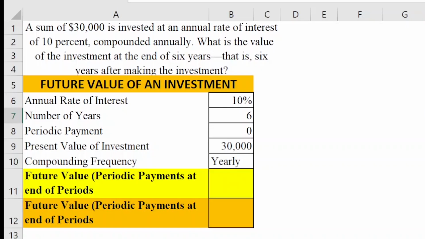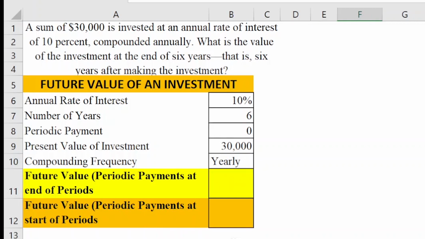So the interest rate is 10%. We have 6 years, the number of periods. Periodic payments are 0 as there are no periodic payments. The present value is 30,000 that is invested today, and compounding frequency is yearly, and we have to calculate the future value of this lump sum amount if payments are made at the end of the period and if the payments are made at the start of the period.